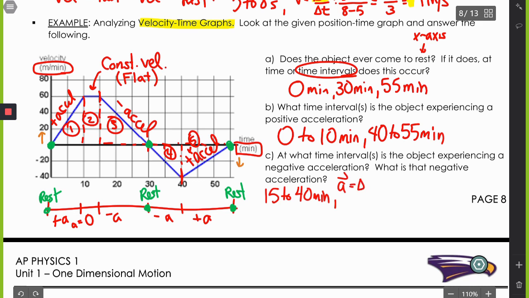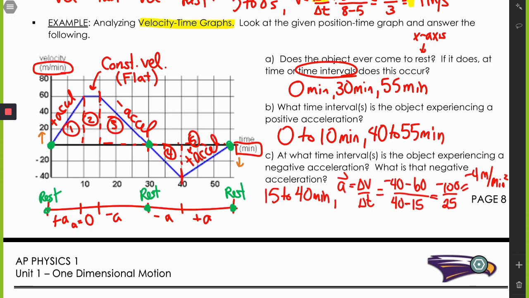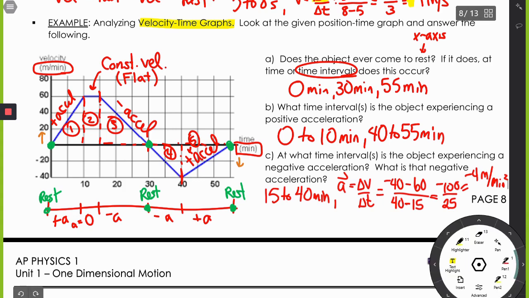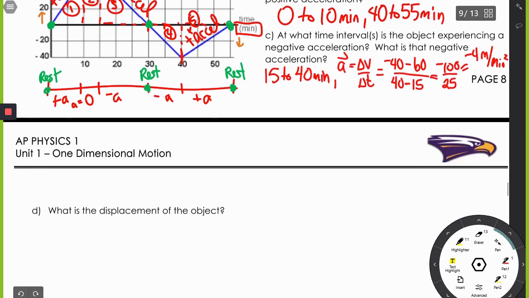So you're going to find the slope of that continual line. So it's our change in velocity over our change in time. Our final velocity is negative 40 meters per minute. Our initial velocity is positive 60 meters per minute. And our time is our time interval, which is 40 minus 15. So this tells us it's negative 100 over 25, or negative 4 meters per minute squared. Now, technically, yes, this is a weird unit, but it is a unit of acceleration.